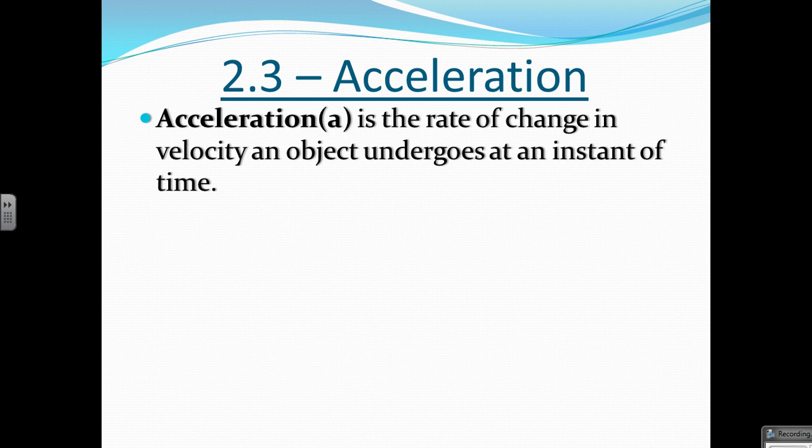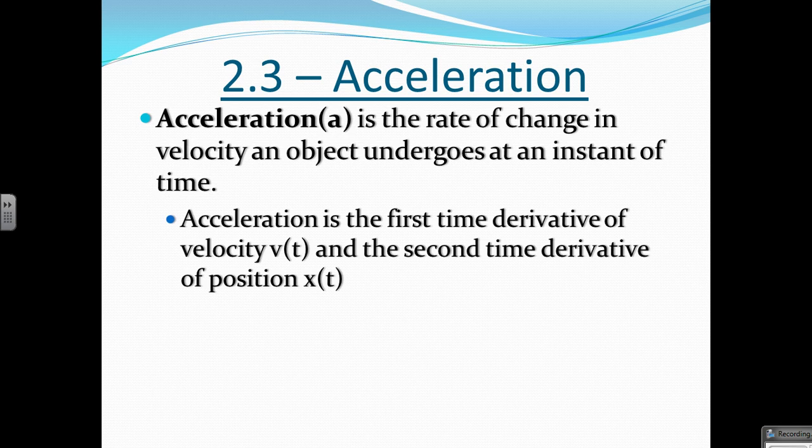If we're looking at acceleration, acceleration is the rate of change in velocity an object undergoes in an instant of time. So very similar to instantaneous velocity, we have instantaneous acceleration at that instant in time. How much is our velocity changing? And we can look at acceleration as the first time derivative of velocity. We could also look at acceleration as the second time derivative of position.